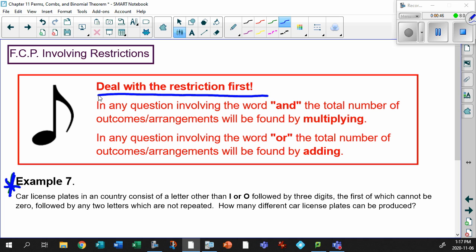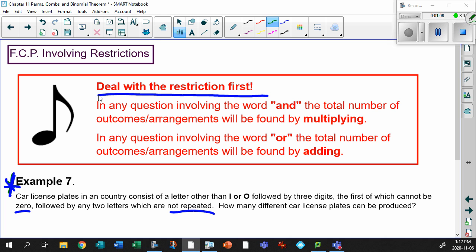The first is, look at the restrictions. First restriction, can't have I or O. And then it says followed by 3 digits, but the first of which cannot be a 0. Okay, so now it's just another restriction. Followed by any 2 letters which are not repeated, another restriction. Oh my God, Joe, what do you do with all these restrictions? Well, let's go back to the little note that we have here.